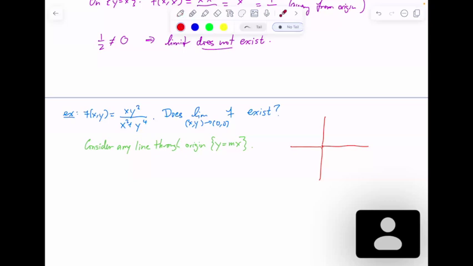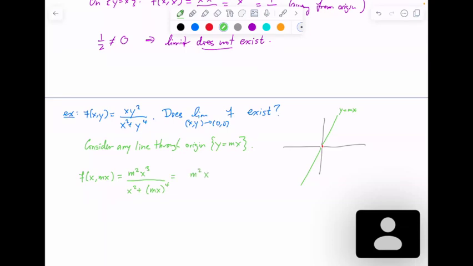So remember, we want to do the substitution. y is now equal to mx. So I put an mx here and I write this. What do I get? If I plug in y equals mx on the top, I would get x times m squared x squared. And on the bottom, I would get x squared plus mx to the 4th. I get m squared x cubed over x squared plus m to the 4th x to the 4th. Now I can remove a bunch of these powers, right? So I get m squared x over 1 plus m to the 4th x squared.